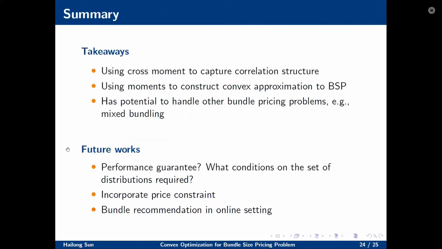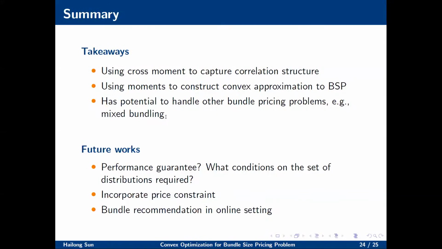Okay, so now let me conclude this talk. So the key takeaways are the following. So first, we can use cross moment to capture the correlation structure of the BSP problem. The second, using two moments, we can actually construct a convex approximation to the original BSP problem. And third, I think that this approach is very promising to handle other bundle pricing problems. For example, the mixed bundling problem.